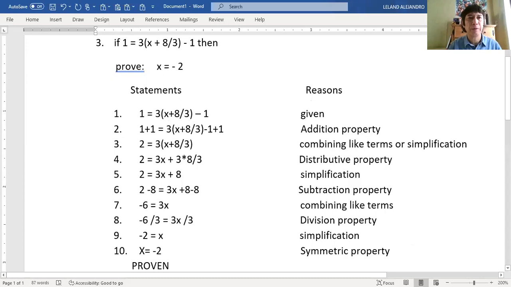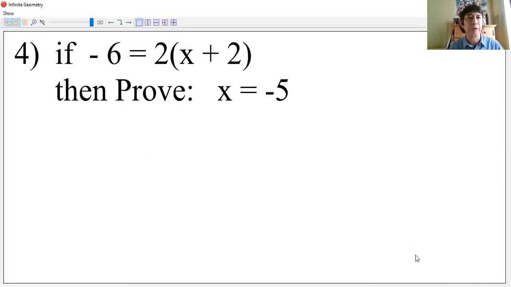We shall have 2 more examples. All right, and we shall get that from the other screen, and we shall be able to see that. Number 4. If negative 6 equals 2 times the quantity x plus 2, prove x equals negative 5. This is our 4th example. If negative 6 equals 2 times the quantity x plus 2, then prove x equals negative 5. All right, we shall copy this problem to the other screen where we're doing our work.